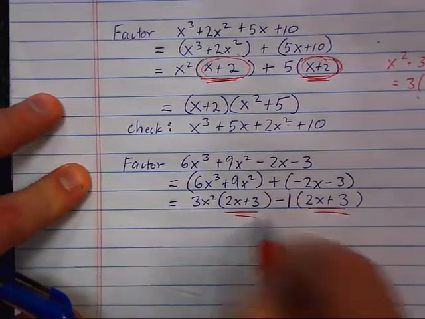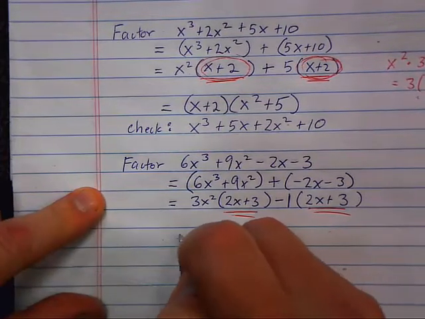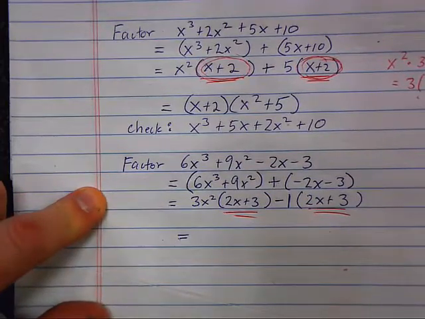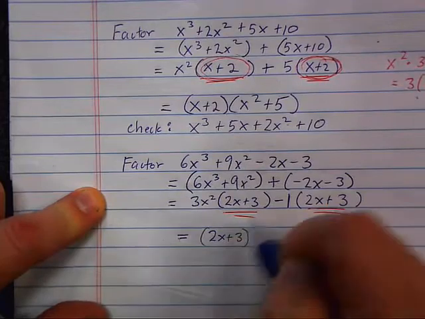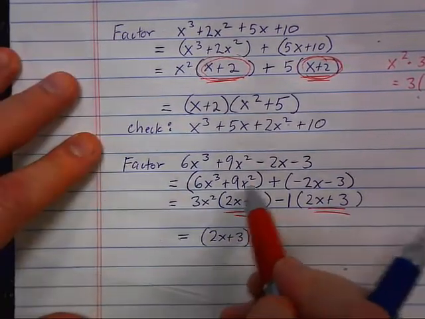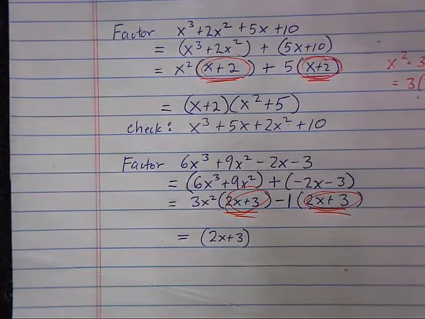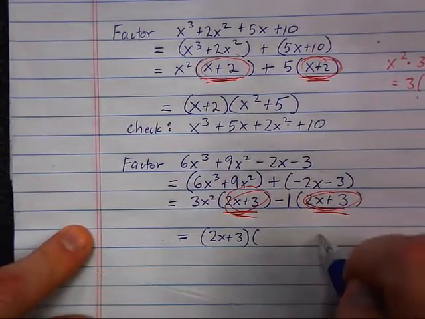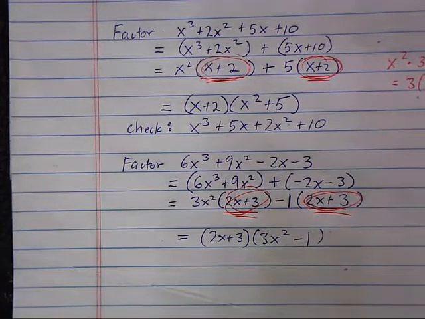So now I look. Does that thing match that thing perfectly? Yes, it does. So that tells me I'm doing it right up to this point. So what's my common thing now? 2x plus 3 would be the common thing. There's a 2x plus 3 in each one. There's one there and one there. And when I take out the 2x plus 3, what's left over? 3x squared minus 1.